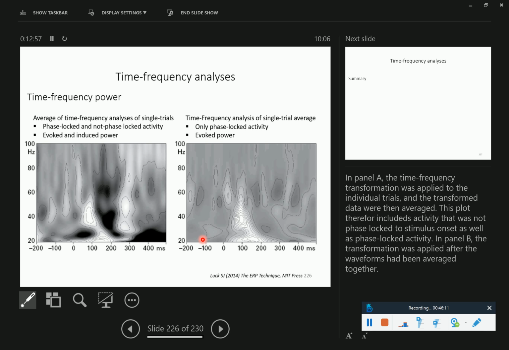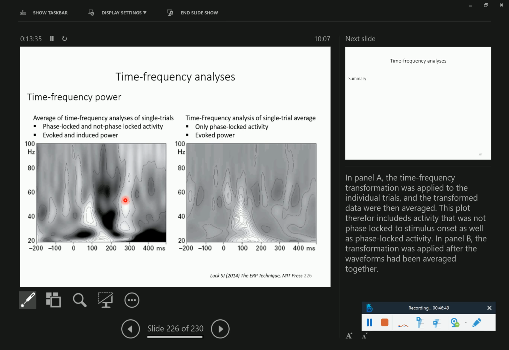What is this? Time frequency power. Okay. In panel A, the time frequency transformation was applied to the individual trials and the transformed data were then averaged. This plot therefore includes activity that was not phase-locked to stimulus onset as well as phase-locked activity. So this is a typical mixture plot. It's not the nicest mixture plot ever, because people usually would do this in color, then it doesn't look like some ghosts somewhere, but it would be colorful, and you would say, oh, that's neuroscience, time, frequency, and color.